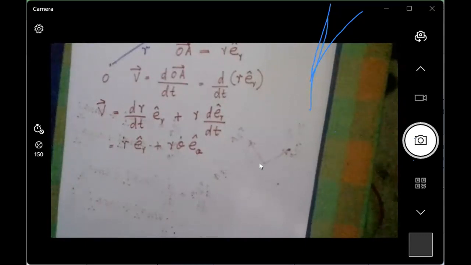What is that in circular motion? Omega. Omega is theta dot.